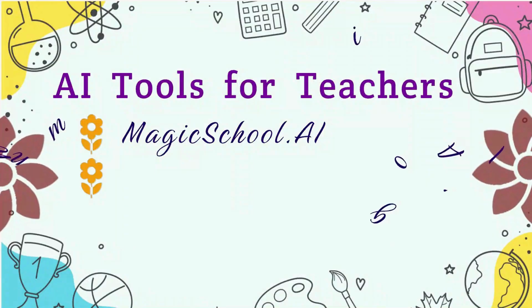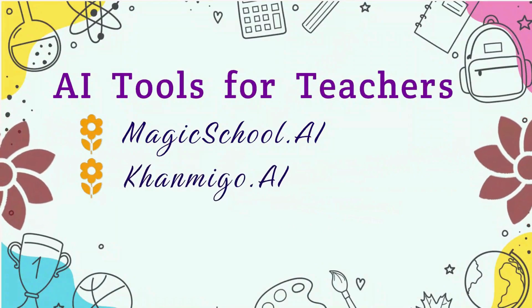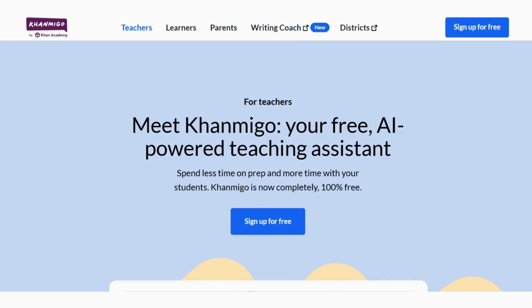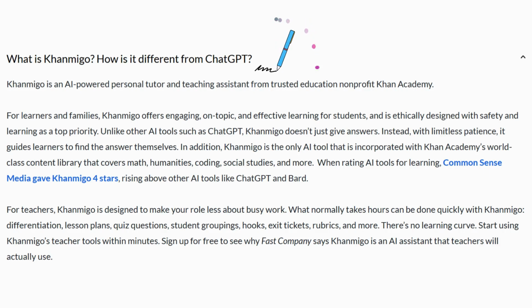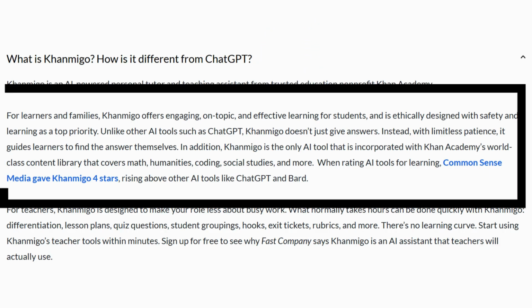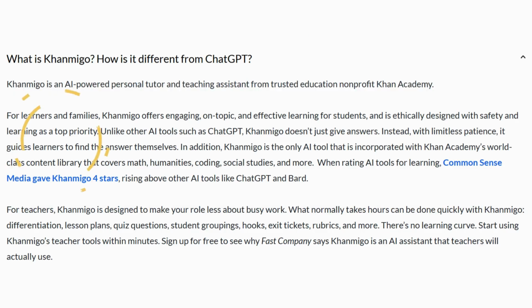The next AI tool on the list is Khanmigo AI. Khanmigo is an AI powered teaching assistant developed by Khan Academy. How is Khanmigo different from ChatGPT? For students, instead of simply giving out answers, Khanmigo is programmed to act as a Socratic tutor, where it guides users to find the answers themselves by asking probing questions, breaking down complex concepts, and encouraging critical thinking.